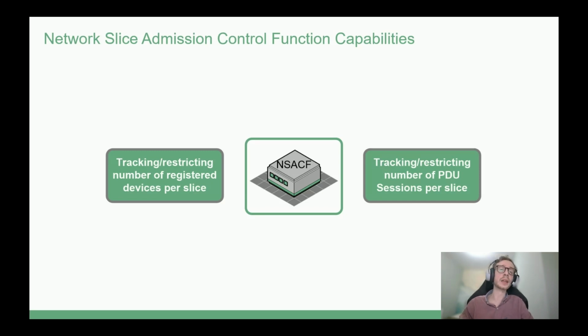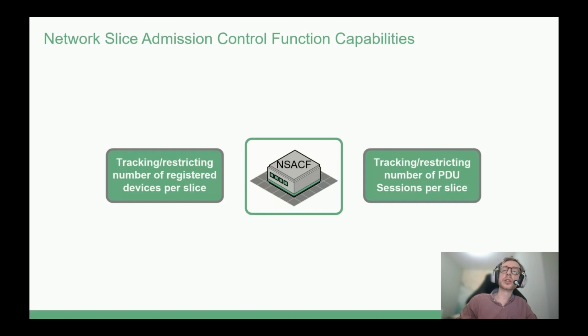So it's just counting the number, and if we're reaching, for example, let's say on our specific slice, we're only allowed 250 PDU sessions. If we reach that value and the SMF tries to establish a new PDU session and notifies the network slice admission control function, it will return and say, nope, that PDU session is not allowed to be established, we're at capacity.